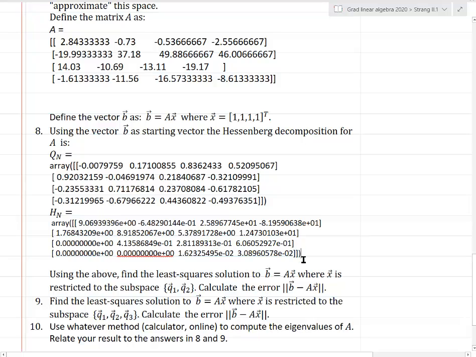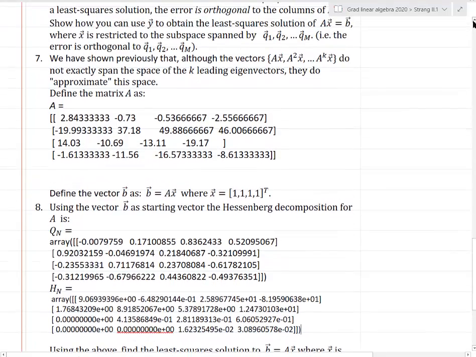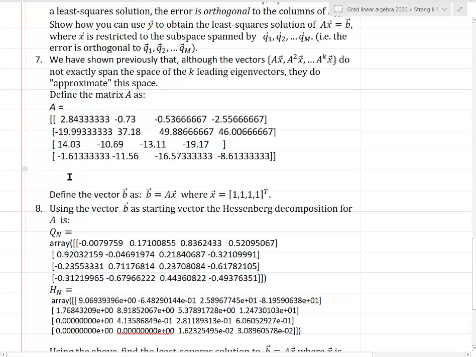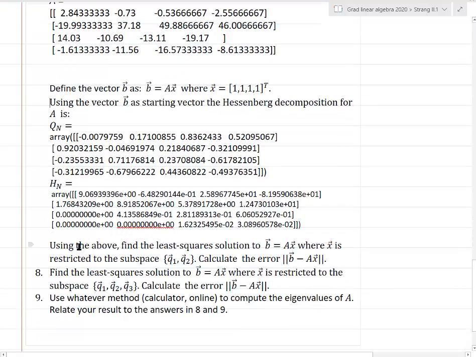All right, now using the above, find the least square solution to b equals Ax, where x is restricted to the subspace Q1, Q2. Actually, there is no problem 7 here, so I should make this problem 7, because I didn't ask you anything here. So this is problem 7. Using problem 6, I should say.